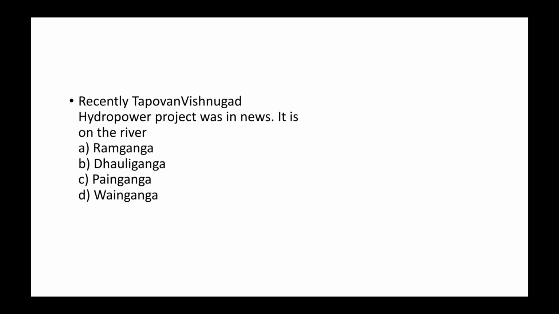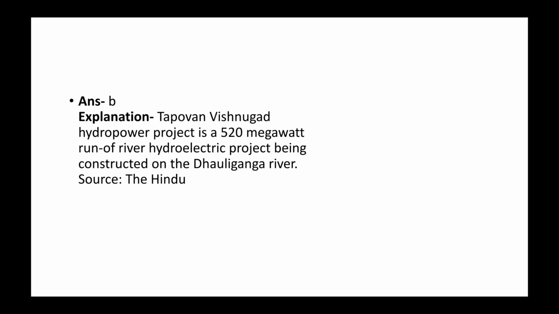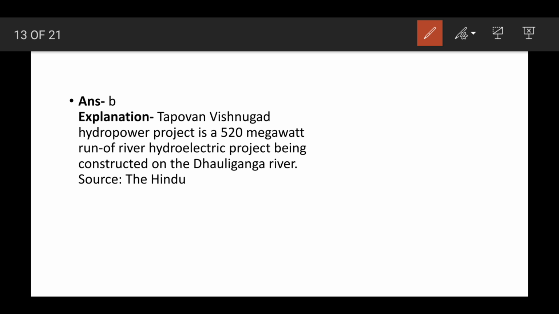And another question: recently the Tapovan Vishnugad hydropower project was in the news. It is on which river: Ramganga river, Dauliganga river, Painganga river or Wainganga river? Which is the correct answer? All know about this Tapovan Vishnugad hydropower project. The correct answer is Dauliganga river. It is a 520 megawatt hydroelectric power project constructed on the Dauliganga river.